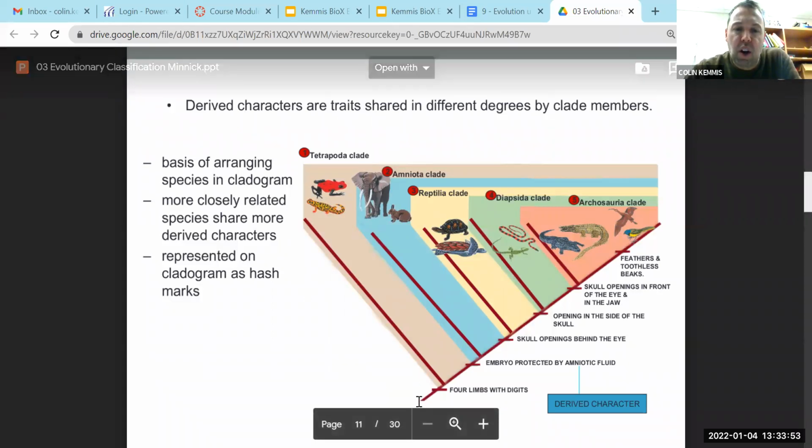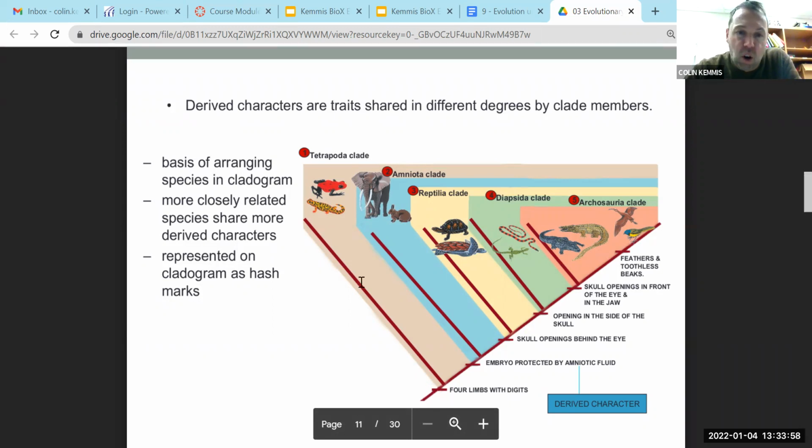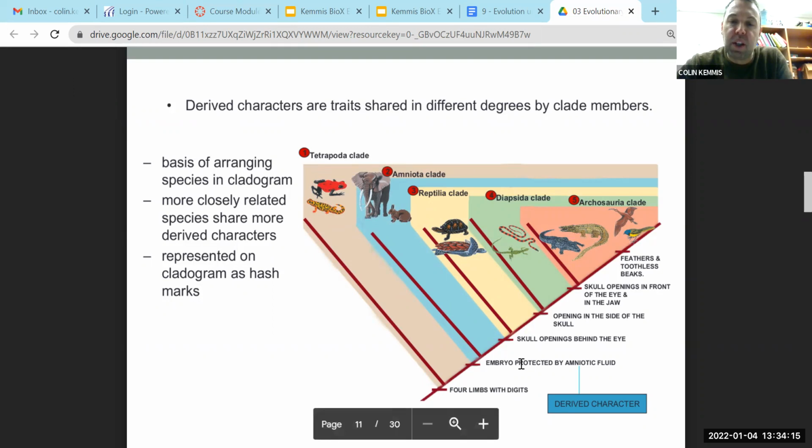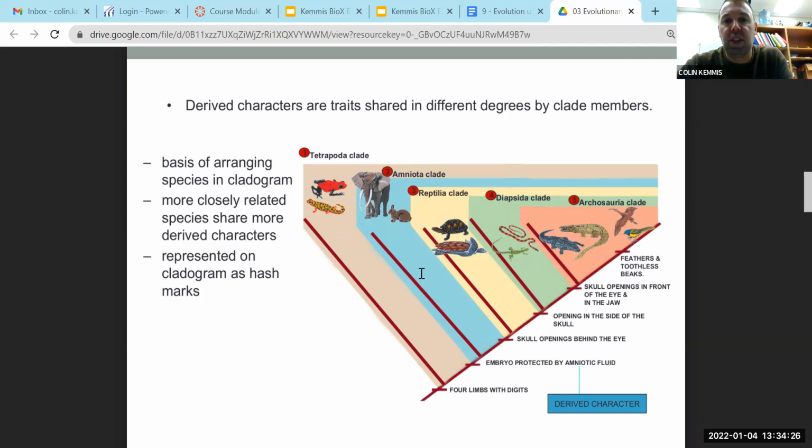So if we go back all the way off this chart, there's an ancient organism that has 4 limbs with digits. And all of these modern organisms share that trait. They're in that clade. And so if you look at this tan area, that would be the tetrapoda clade. Tetrapod, 4 feet. The next trait to develop was embryonic and amniotic fluid. So here's the next derived character. So all of these organisms after that would include that trait. So everything in blue. Skull opening behind the eye would be the next derived trait. So yellow, green, and red would all have those, etc.